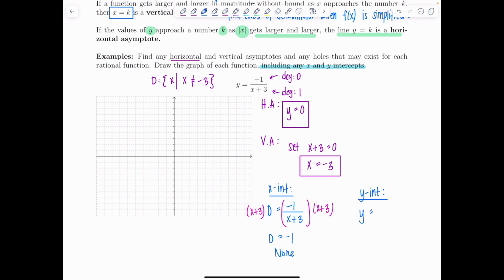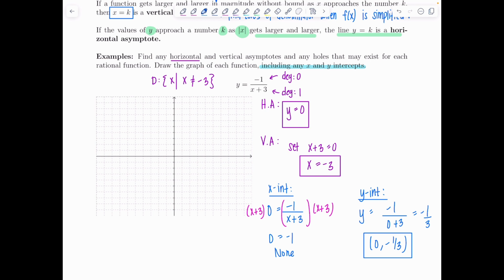And then to get the y-intercept, I'm going to substitute in 0 for x. So y equals -1 over 0 plus 3, so -1/3. Okay, that's good. So we have (0, -1/3) as our y-intercept. Okay, very nice. Let's put the asymptotes in and then figure out what the graph's going to look like.